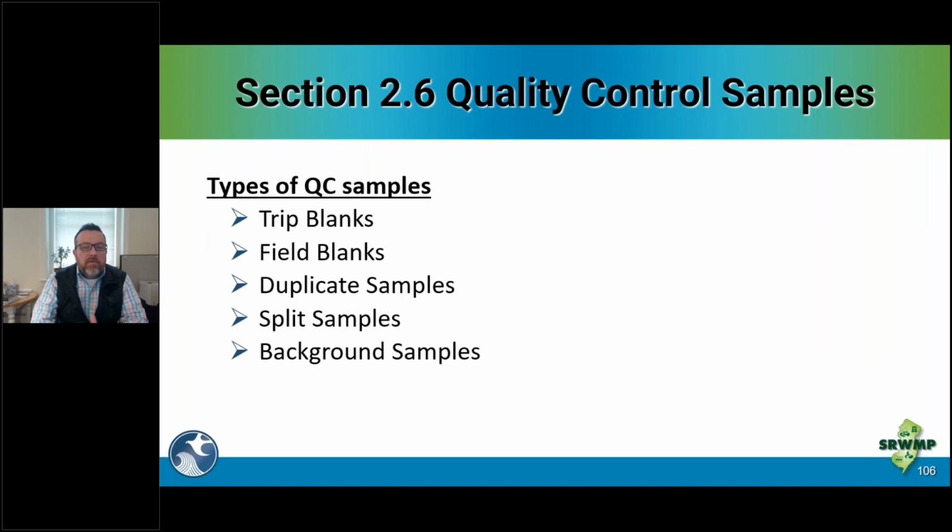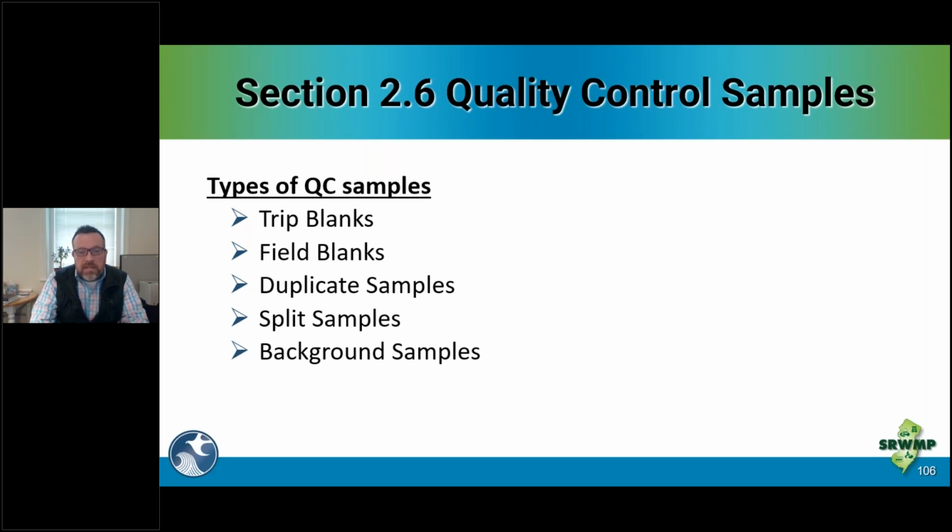So these are the type of quality control samples that I'll be discussing today. They include trip blanks, field blanks, duplicate samples, split samples, and background samples. This is not an all-inclusive list. There are others such as temperature blank, reagent blank, and MS-MSD.